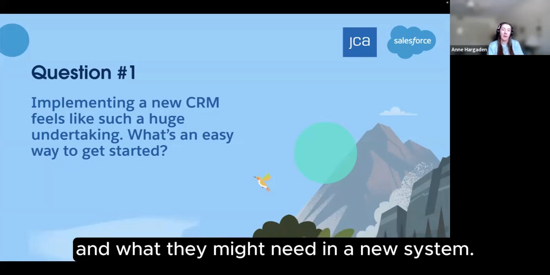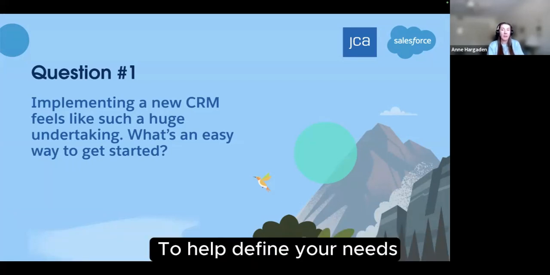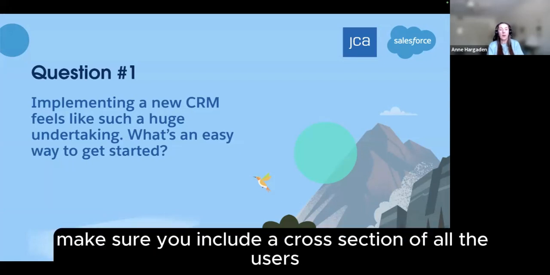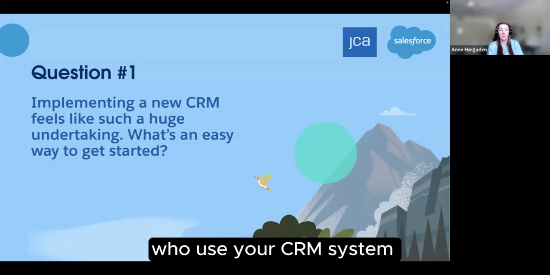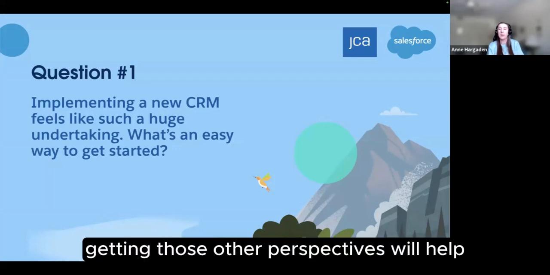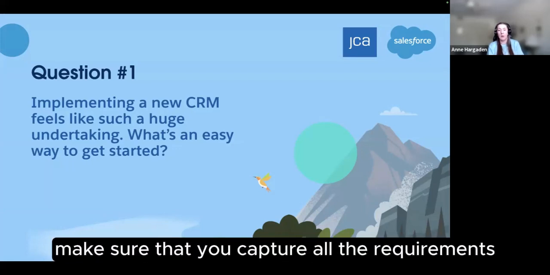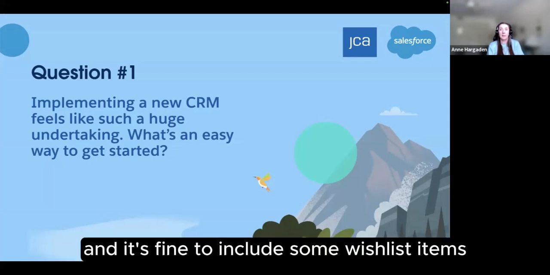in a new system. To help define your needs, make sure you include a cross-section of all the users who use your CRM system. Getting those other perspectives will help make sure that you capture all the requirements. And it's fine to include some wish list items.